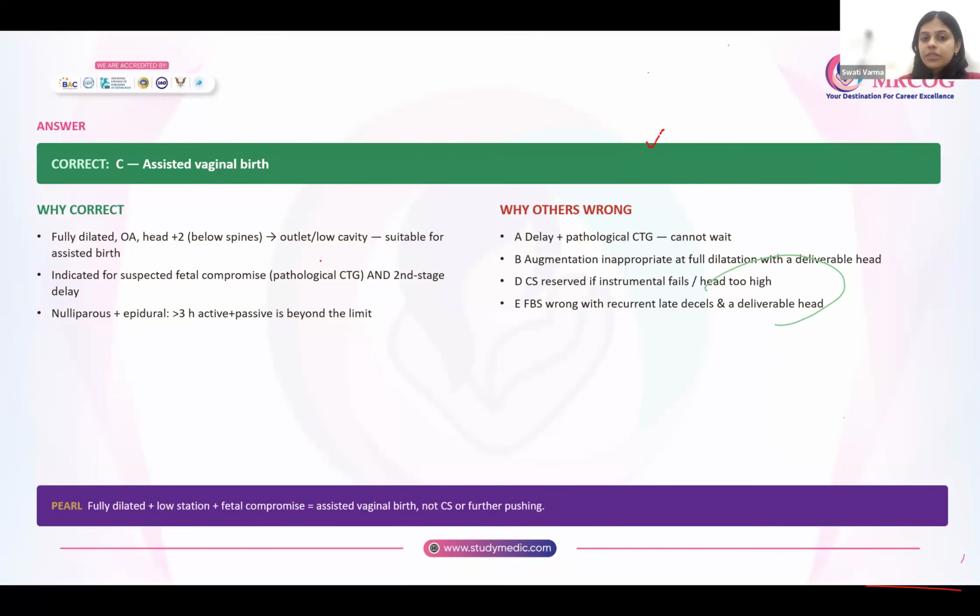Outlet or low cavity, it will be suitable for assisted. Head is +2, so low cavity, suitable for assisted birth. And indication is also there. Already she has crossed the limit, beyond the limit.